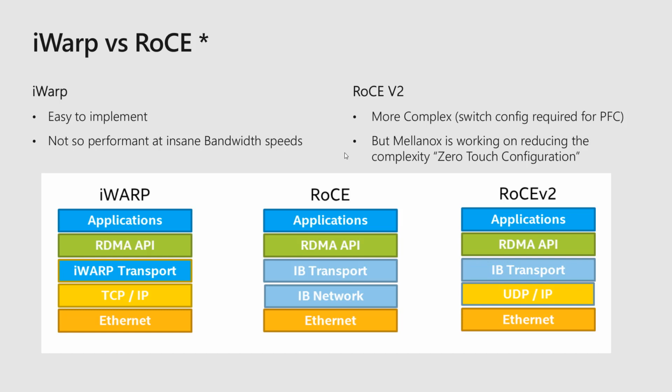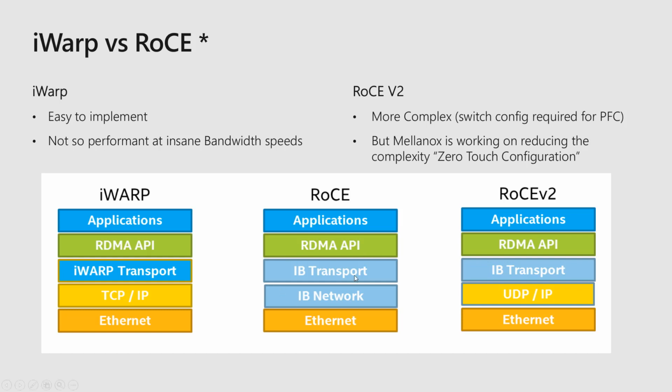RoCE is available in two flavors, RoCE and RoCE v2, and nowadays you should use RoCE v2. RoCE was invented, I think, by Mellanox, a company famous for InfiniBand. They have a lot of InfiniBand know-how, and to tell you the truth, the IB transport and IB network, IB being InfiniBand, is what RoCE is built on. So RoCE is in essence InfiniBand over Ethernet.